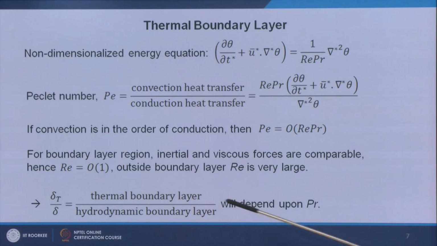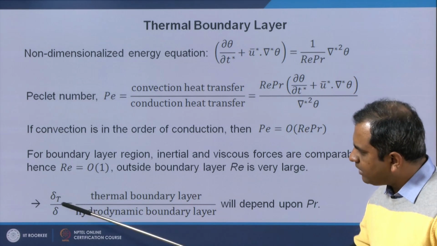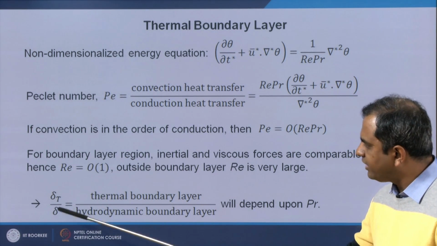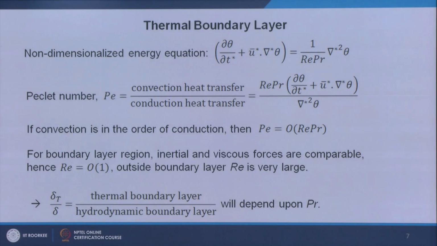Now, if you find the ratio between the thermal boundary layer thickness and the velocity or hydrodynamic boundary layer thickness, it will depend only on the Prandtl number, because we have found Re is of the order of 1. So ultimately the Prandtl number defines the ratio between the velocity boundary layer and the thermal boundary layer. So delta T by delta is a function of the Prandtl number.